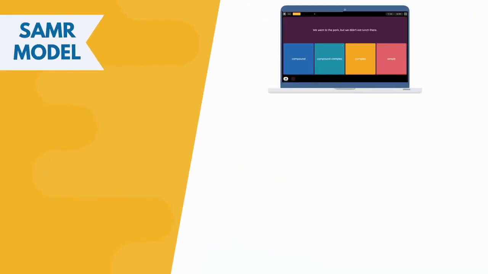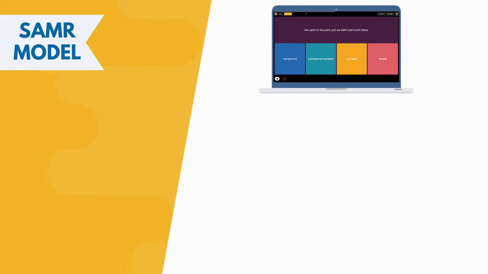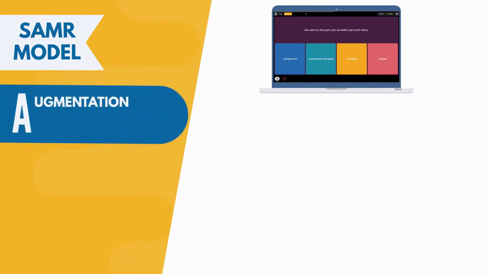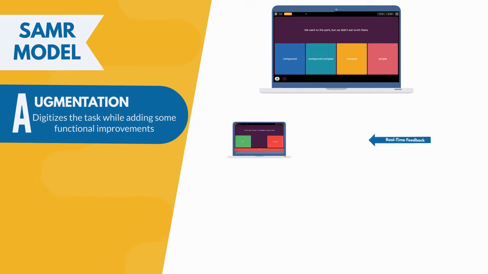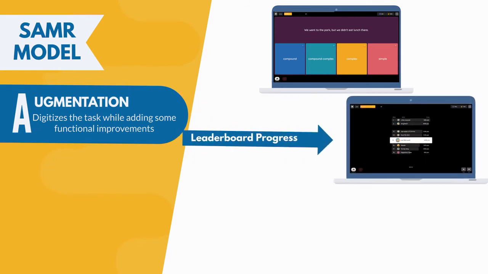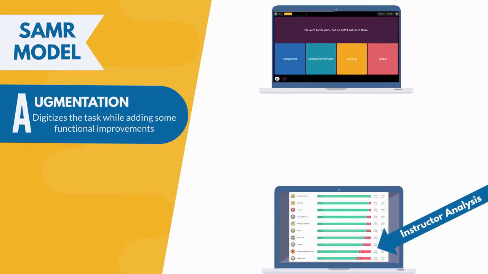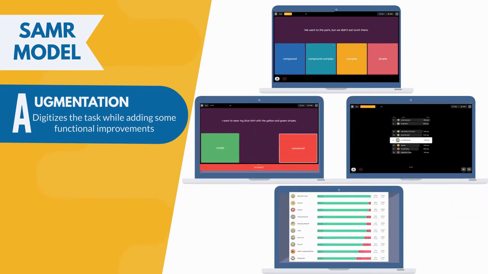When using SAMR to analyze the function of the technology tool, this integration falls within the second stage, augmentation. The integration digitizes the assessment questions, but adds more functionality. The enhancements include real-time feedback for students, leaderboard progress for gamification and progress monitoring, and quick, accurate data for the instructor. While there is no change to the learning outcomes and questions posed, the program allows for more growth and potential engagement for students.